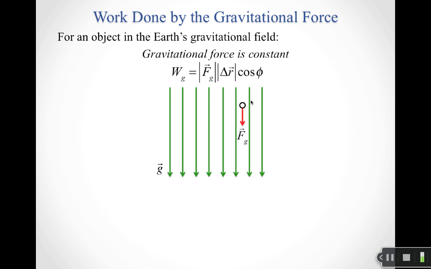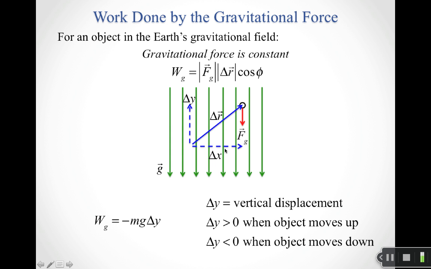If I take my object and just move it around randomly, again, I know that because the gravitational force points down, there are only going to be special parts of this displacement that I actually care about. So I can break this displacement up into a vertical component that the gravitational force will care about in terms of doing work, and a horizontal component that it won't. So when I go to calculate the work done by the gravitational force, what I'm going to get is this expression. And there are a couple of significant details hidden in here.